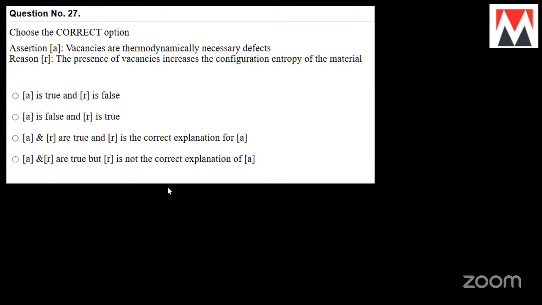Okay. So please try this. Vacancies are thermodynamically necessary defects. The presence of vacancy increases the configurational entropy of the material.